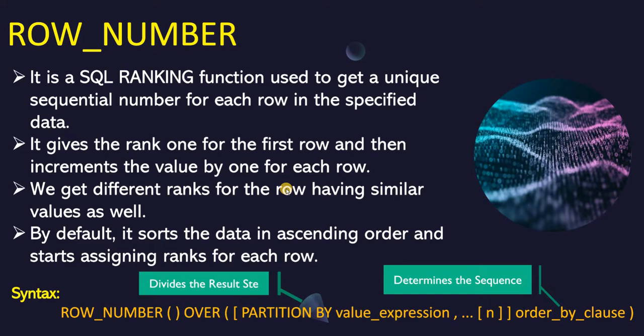Now look at the syntax of the row number function. We have ROW_NUMBER followed by the OVER clause, and then in the parentheses we use the ORDER BY clause, which is required in order to sort the result set. It determines the sequence, and the PARTITION BY value expression divides the result set. Alright, so this is the row number function. It is one of the very important functions in SQL Server.